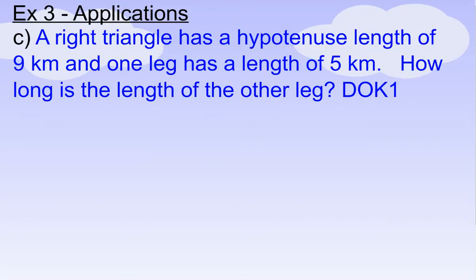Letter C. This one's for you to try. A right triangle has a hypotenuse length of 9 kilometers, and one leg has a length of 5 kilometers. How long is the length of the other leg? Go ahead and pause the video, try the problem right now, and when you're ready to continue, hit play. We'll go through it together.